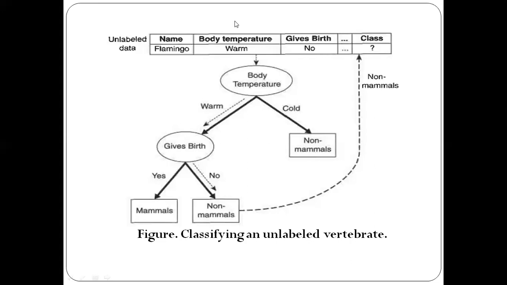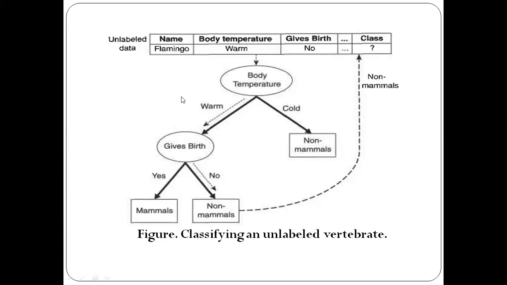Since it is warm blooded, I traversed the path on the right hand side. Then next I asked the next question, gives birth. Gives birth is given as no, so I need to traverse the left path now, and I get the class label non-mammal. So I've assigned non-mammal as the class label for this record. Like this, we will be assigning class labels to the test records for which we don't know the class labels.